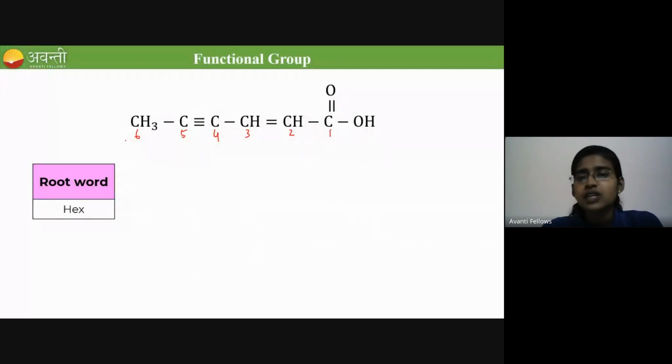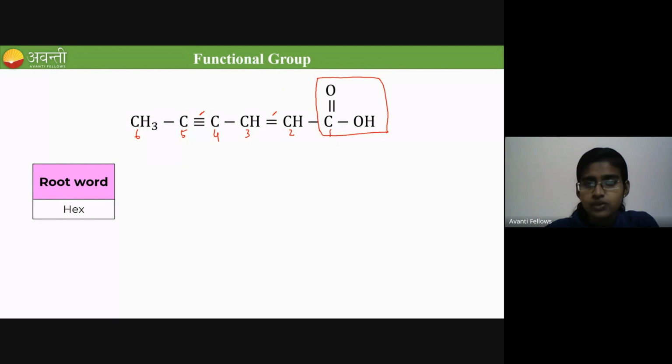And how many functional groups are we having here? The main functional group is COOH. What is this? This is the carboxylic acid. This is the hexanoic acid, Rashmi. Yeah, you are partially correct, but you have to give the position and you have to define the double bond and triple bond also, right?